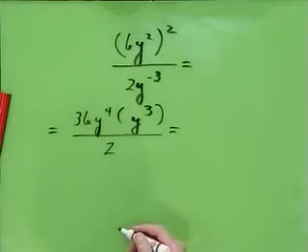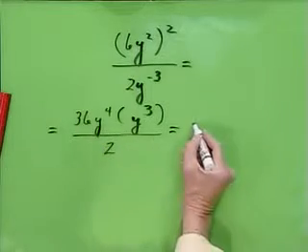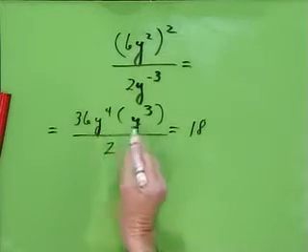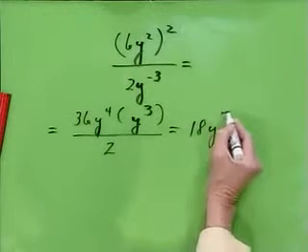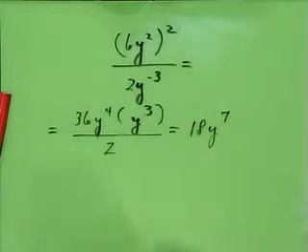So now if I just reduce this, 36 over 2 is 18. And y to the 4th times y to the 3rd is y to the 7th. Yeah, y to the 7th. 18y to the 7th for that. Okay, let's move on to simplifying radicals.